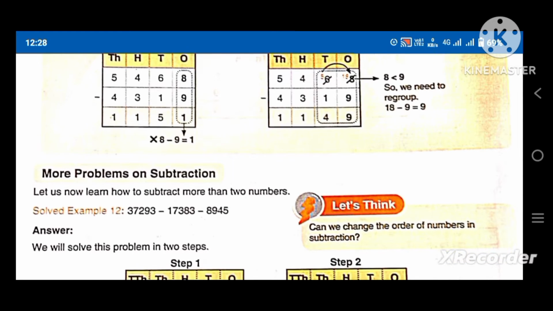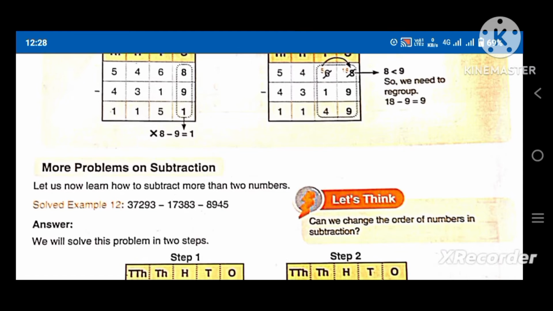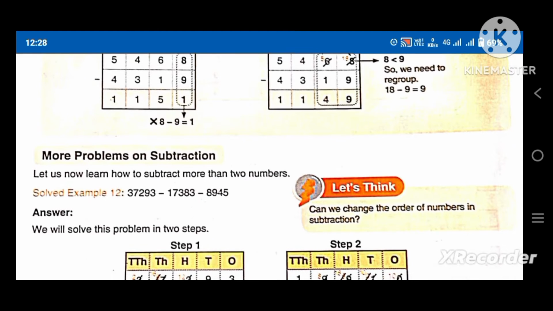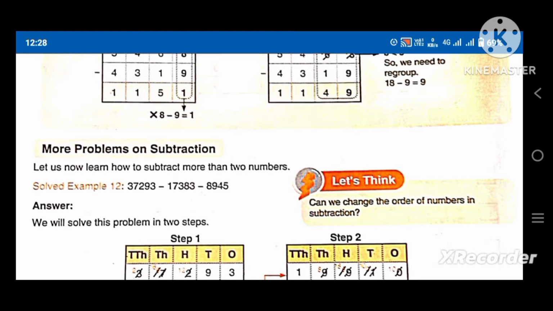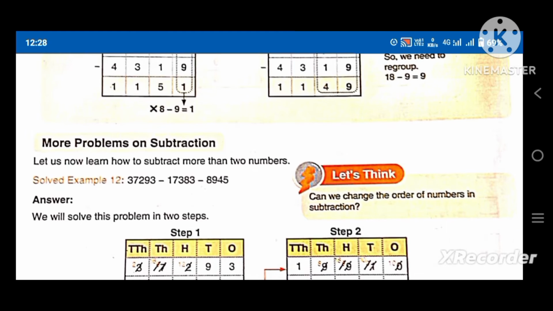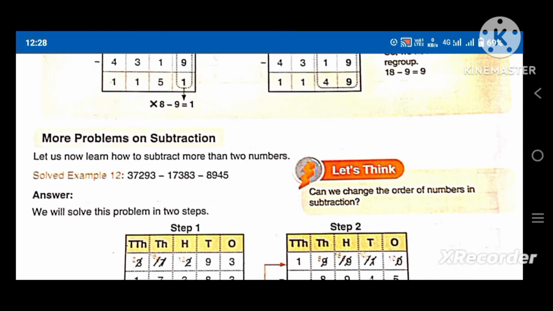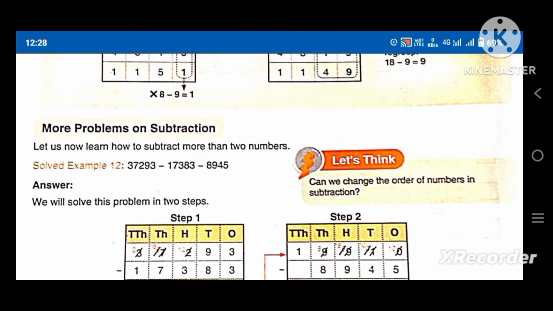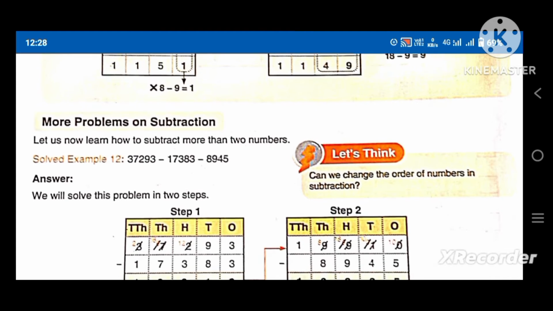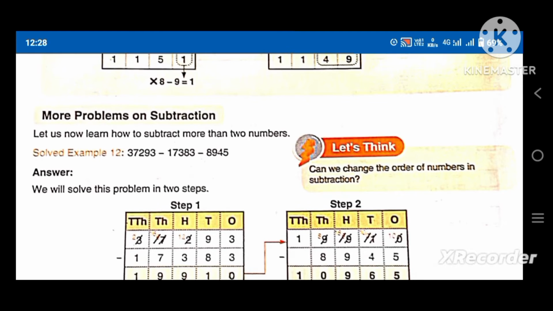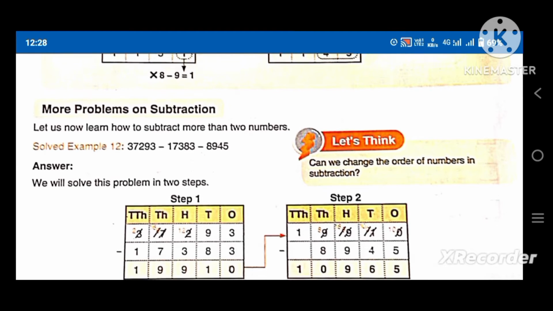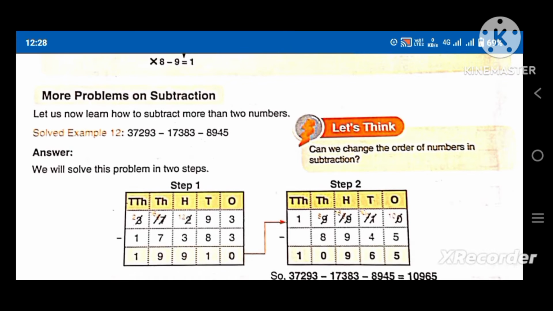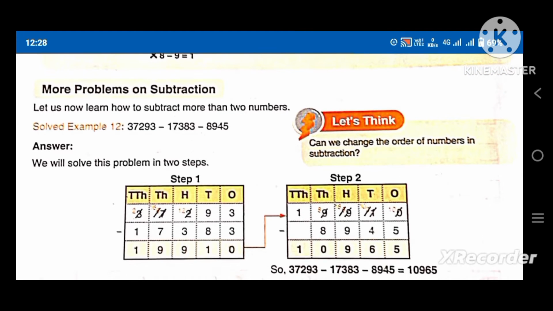More problems on subtraction. Let us now learn how to subtract more than two numbers. Solved example 12. 37,293 minus 17,383 minus 8,945. Let's think, can we change the order of numbers in subtraction? Answer: we will solve this problem in two steps, step 1 and step 2.